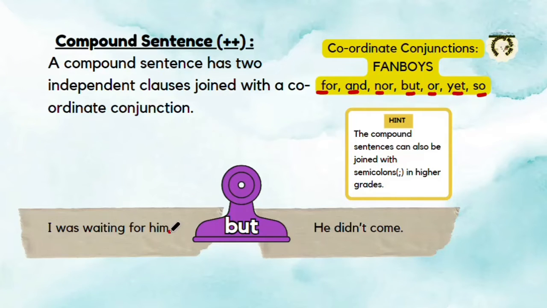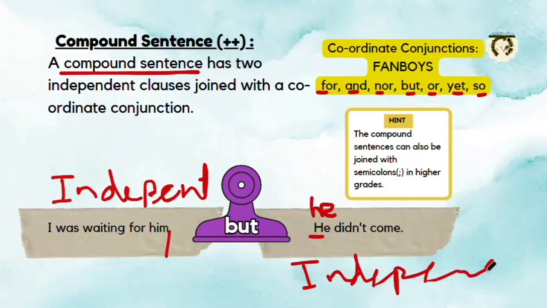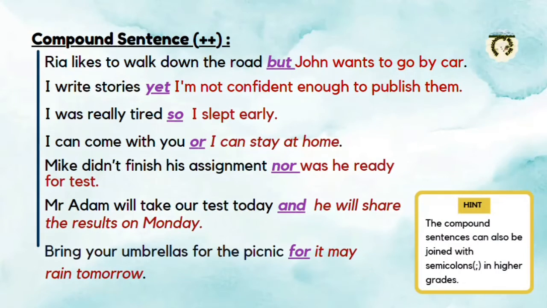The full stop won't come here. I was waiting for him, but he didn't come. It's like this. Okay? The point to remember is that to make a compound sentence, you must have two independent clauses on either side. This is an independent clause or a complete sentence, and on the other side we also have an independent clause. It means that this is a complete sentence on its own. Hope it's clear. Let's see some other examples for compound sentences.